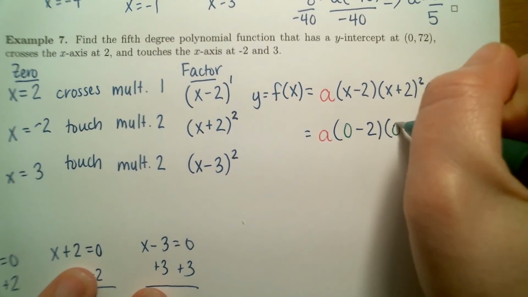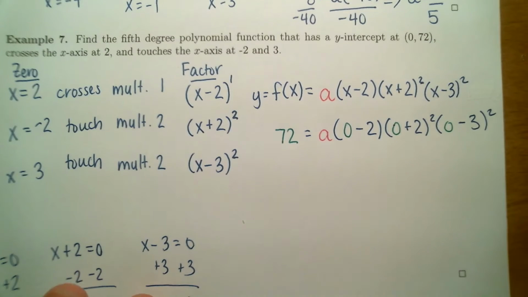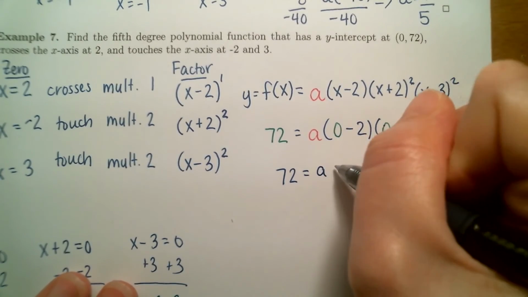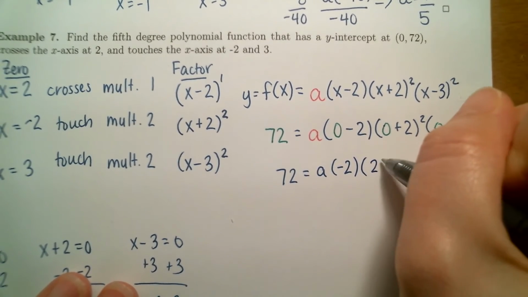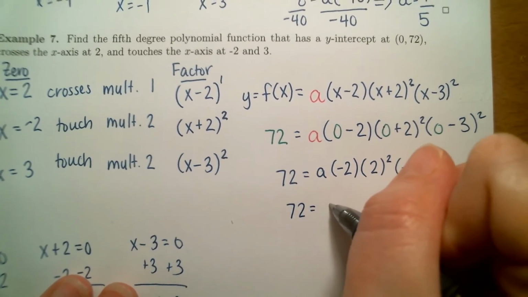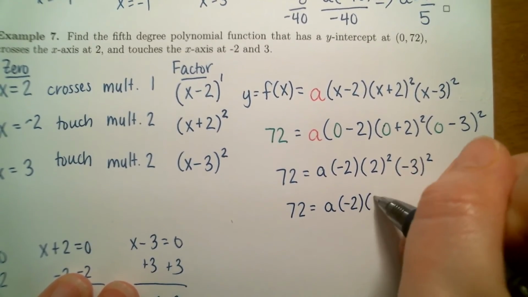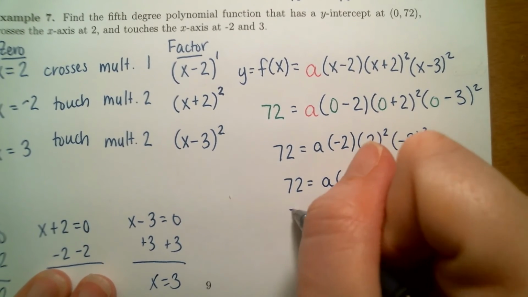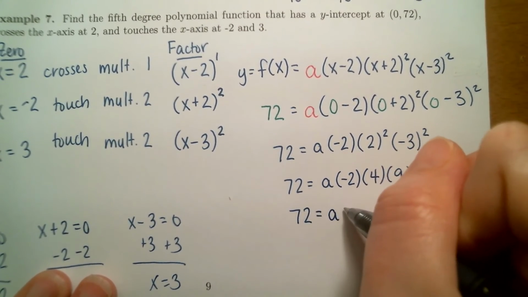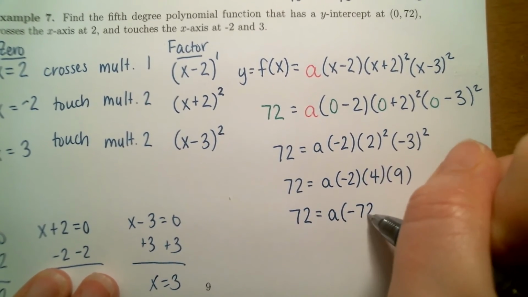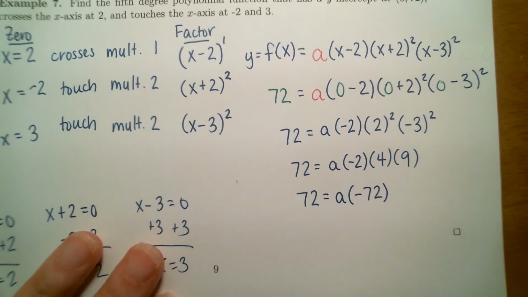So if x is 0, the y value has to be 72. So this is the equation I can build here, and now I'm going to be able to solve for a. So we're going to get 72 is equal to a times -2 times 2 squared times -3 squared. So we're going to get 72 is equal to a times -2 times 4 times +9, because -3 times -3 is +9. We're going to get 72 is equal to a times -2 times 4 is -8 times 9 is -72. And then if we want a, we've got to get it by itself.